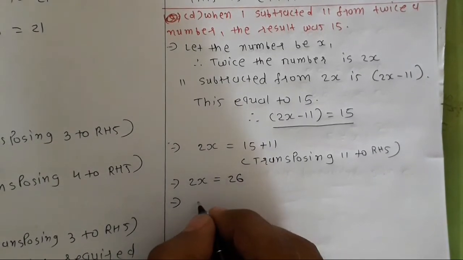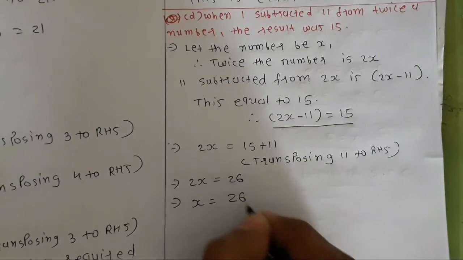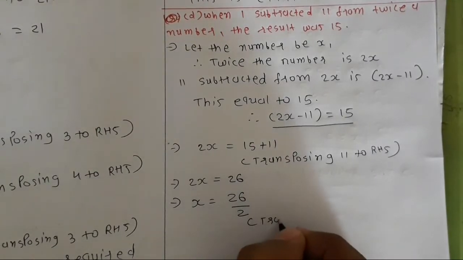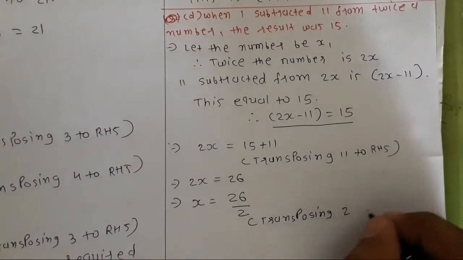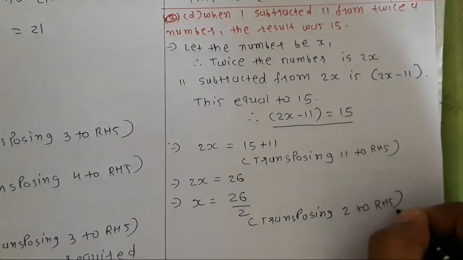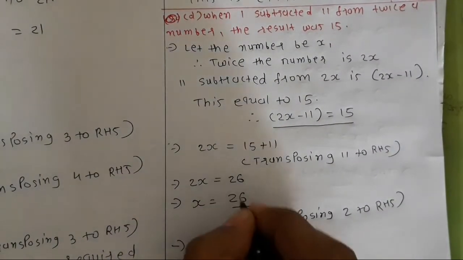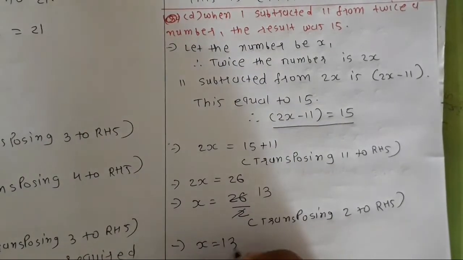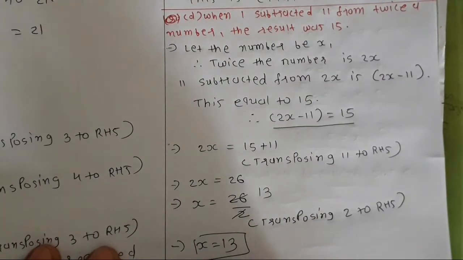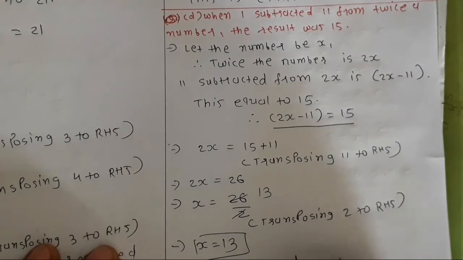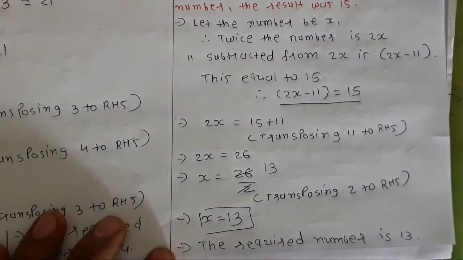Now I have to find the value of x. So for that, x is equal to 26 divided by 2. When I change the side of a multiple, it will come in division. So transposing 2 to RHS, we all know x is equal to 26 divided by 2, and 2 13s are 26. So x is equal to 13 is the solution for the given equation. So here we may write the required number is 13. Now moving to the next question.